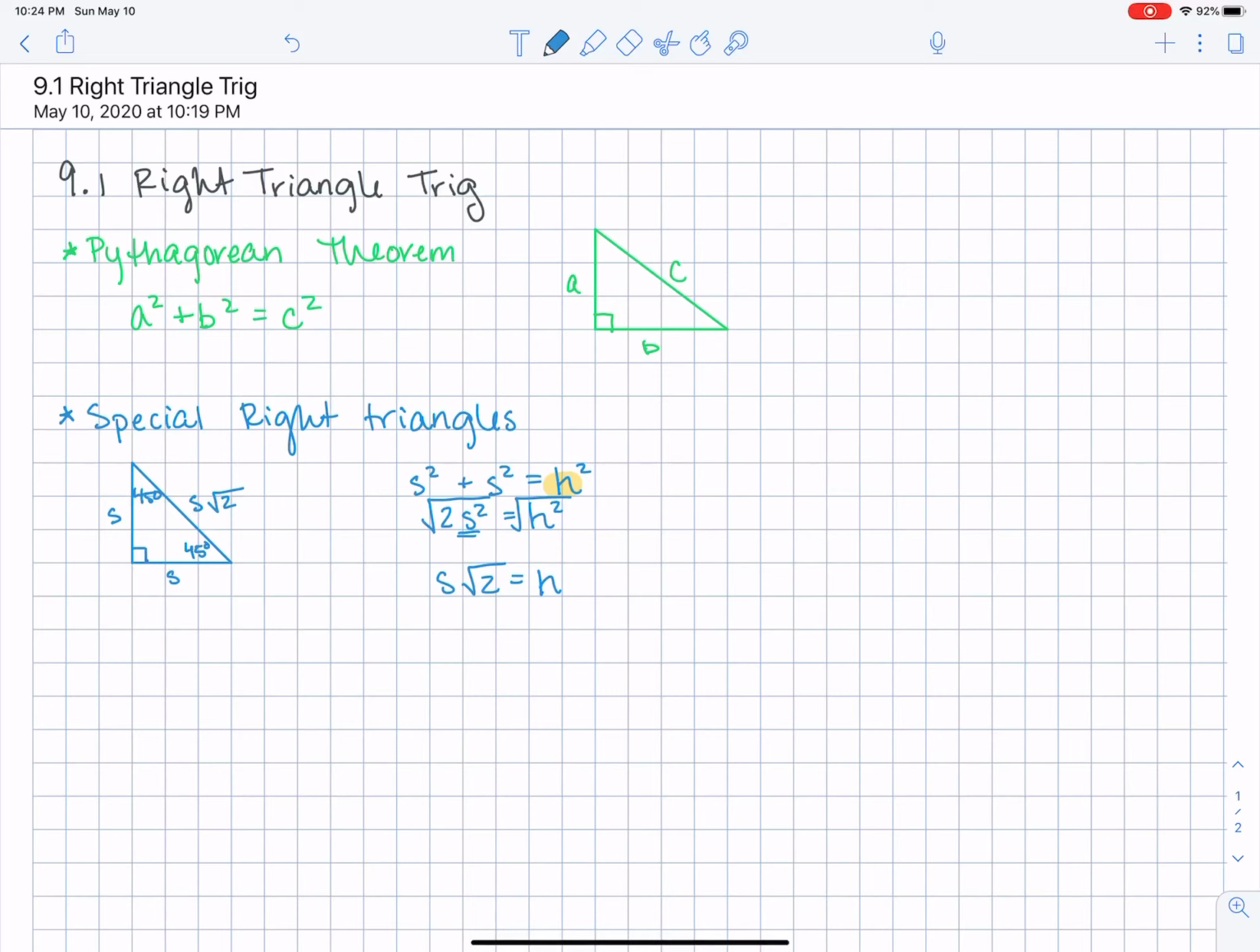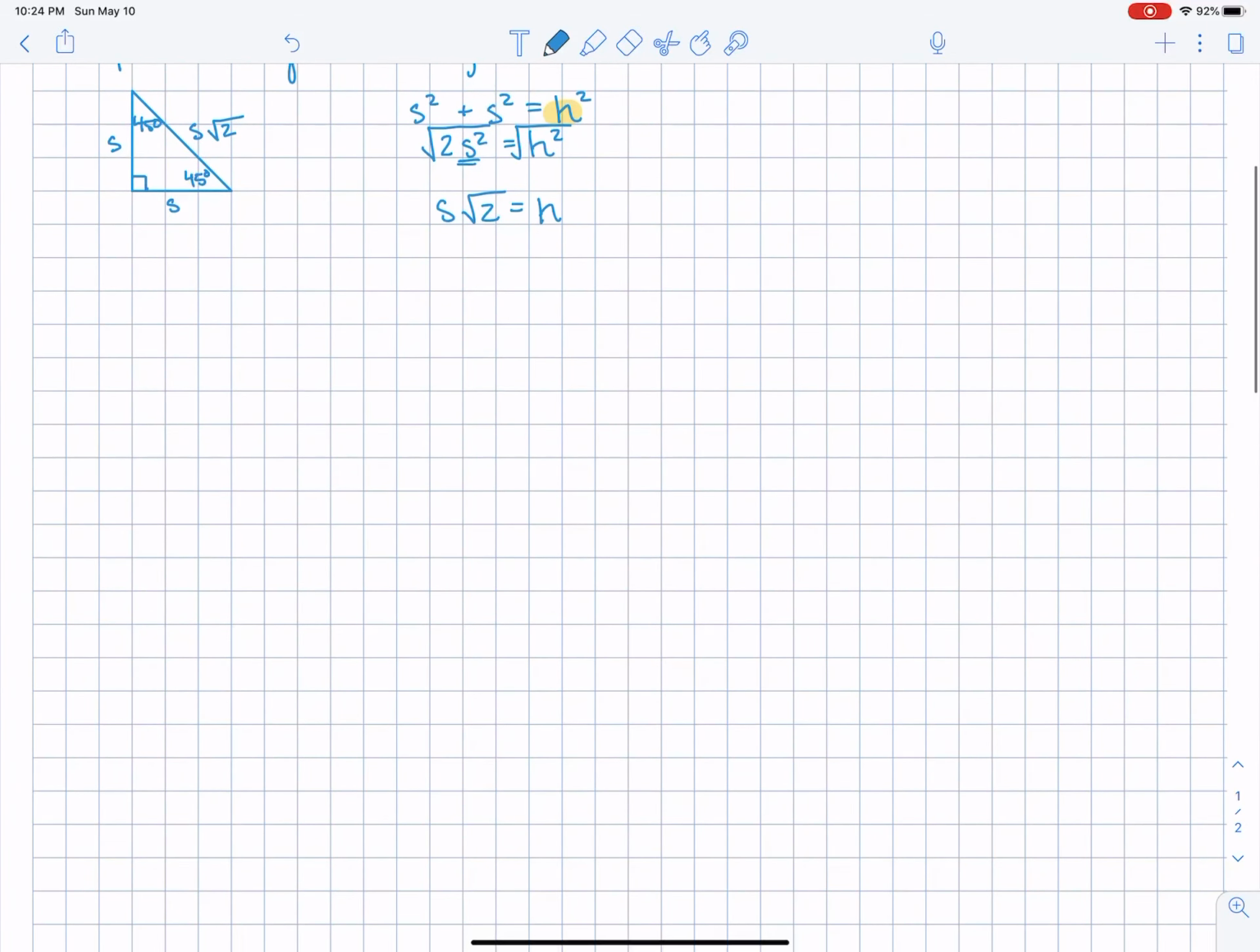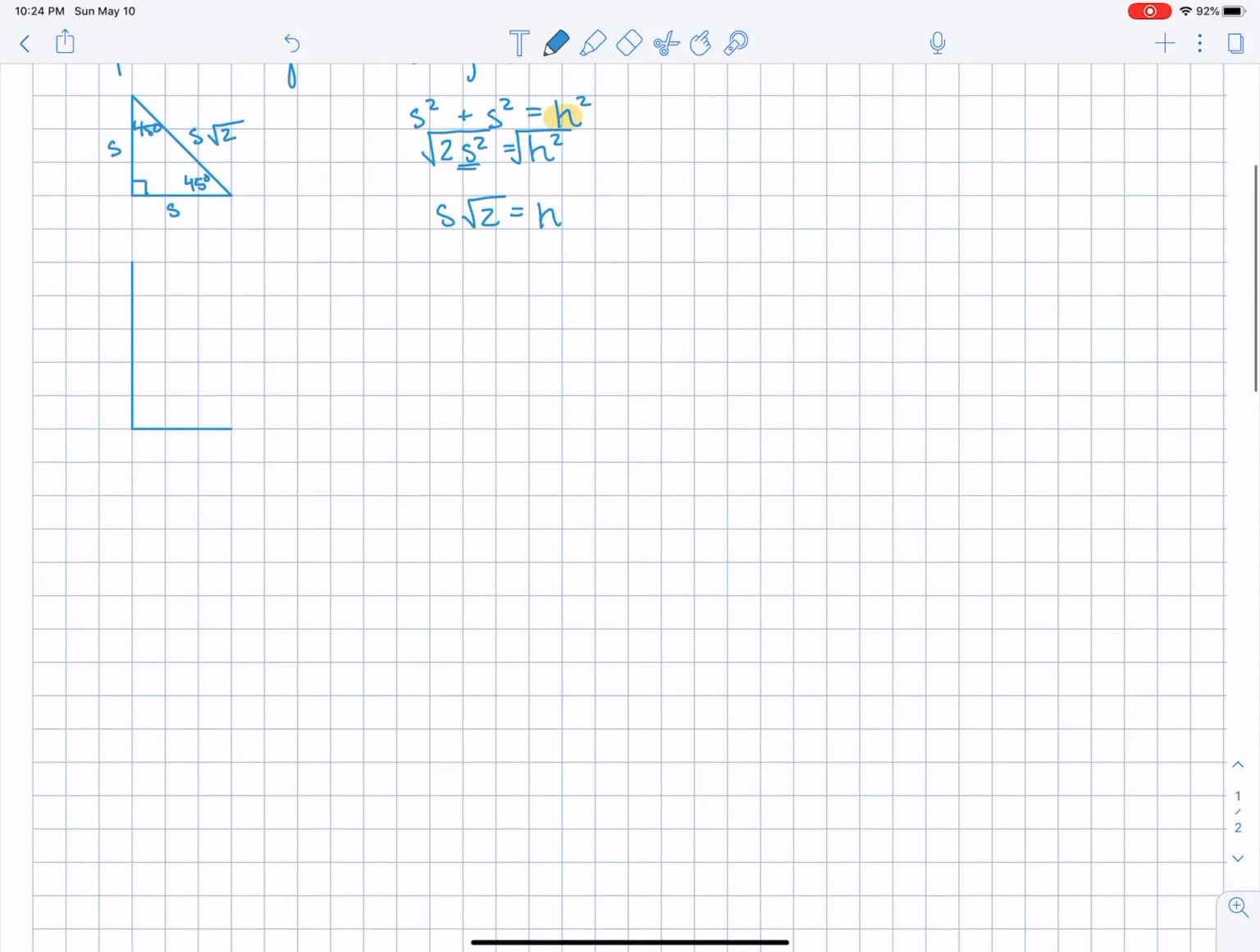So in terms of your special right triangles, you have your 45, 45, 90, where you have a side length and your hypotenuse is that side length root 2. So that's one of them. Your other one is a 30, 60, 90. Let's see if I can get one in here for you. So here's my right triangle. This guy's 60 degrees. This is 30 degrees.